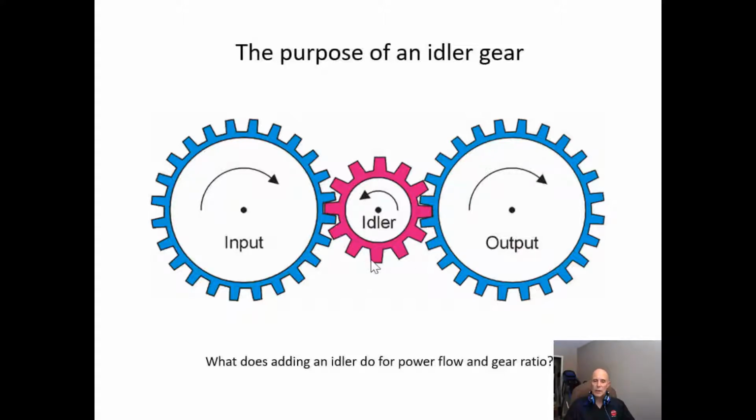Idler gears do not count in our gear ratios. So we would count the gear teeth on this and the gear teeth on this, and let's assume there's 24 here and 24 here. Our gear ratio would be 1 to 1. Our torque would be, let's say, 1,000 input would be 1,000 output. Our RPMs would not change. All it does is change the direction of our output gear.